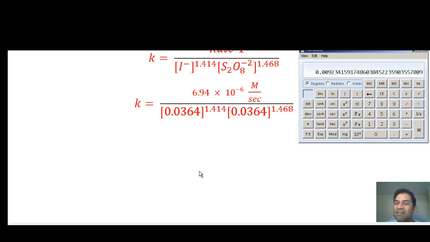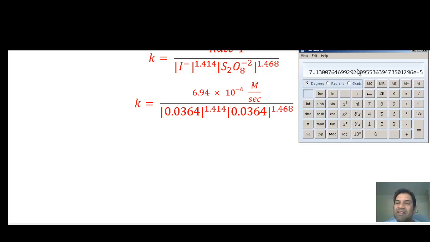Okay, enter that. That's the value here. I'm going to times it. Let's get my parentheses in here. Times 0.0364 to the power of this, so 0.0364 to the power of 1.468. Let's close those parentheses and let's hit the equal sign. So that's the answer there.